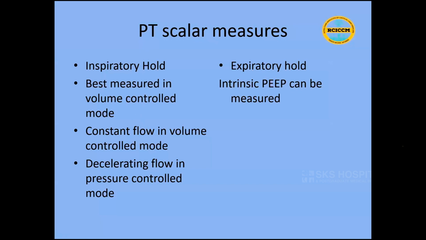If you do the maneuver of expiratory hold, then we can measure intrinsic PEEP. Intrinsic PEEP will be very useful for monitoring in asthmatic patients or airway obstructive diseases where ventilation is difficult. Probably you're having increased intrathoracic pressure that is adding up with every single breath, and it will be a useful maneuver to do an expiratory hold, trying to ascertain what the intrinsic PEEP is.